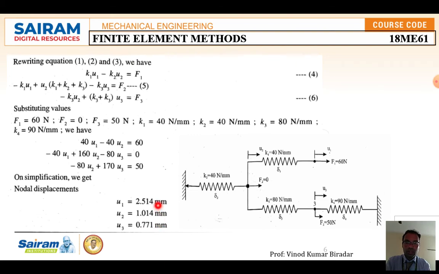Like this you have to solve the numerical problems on minimum potential energy. Here you have to remember how you are going to consider the deflection values. That is very important here. I hope you understand this.